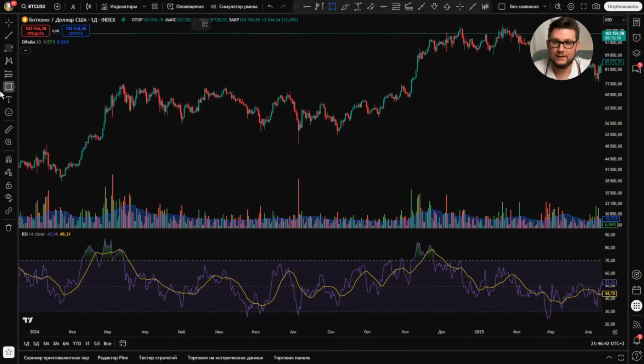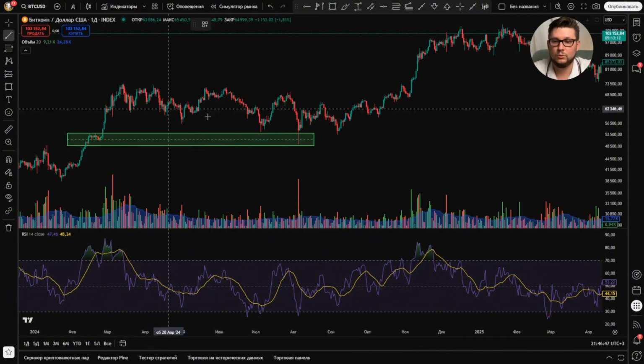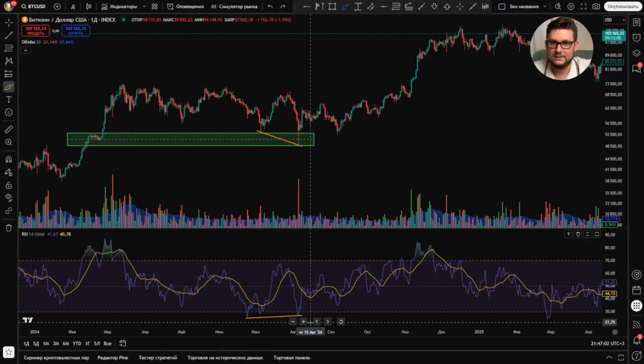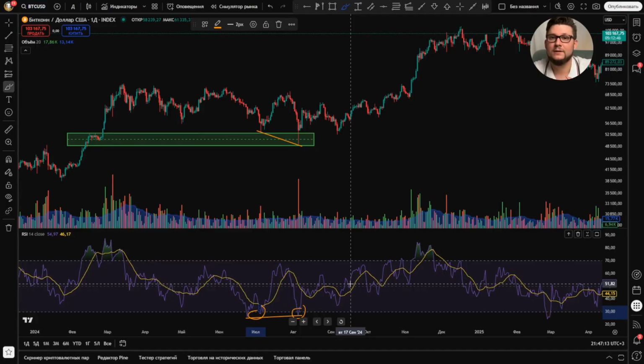Of course, it works best when used together. When the price reaches, for example, a significant zone, and this is also accompanied by divergence, plus the relative strength index itself is below 30 or above 70. In that case, of course, the probability of a reversal increases significantly.